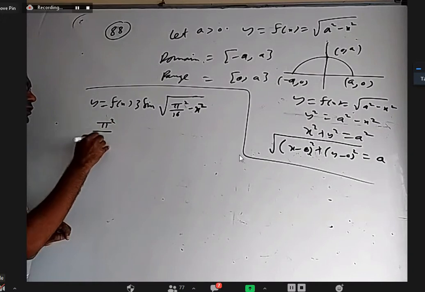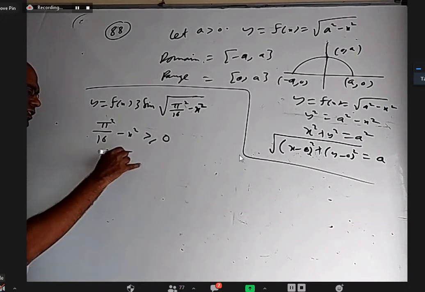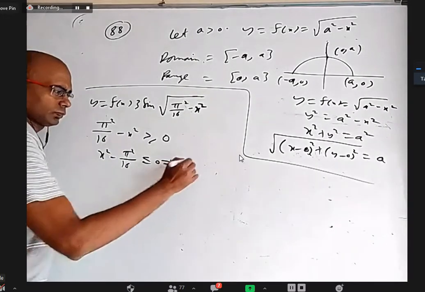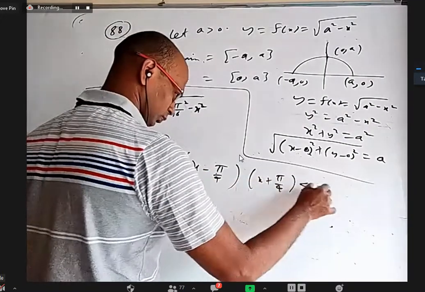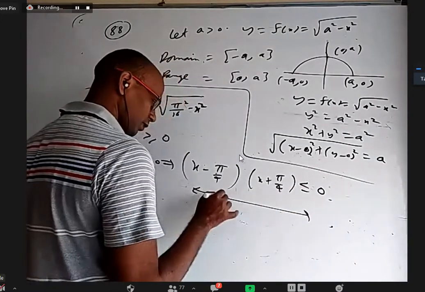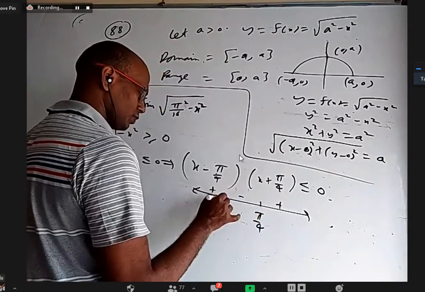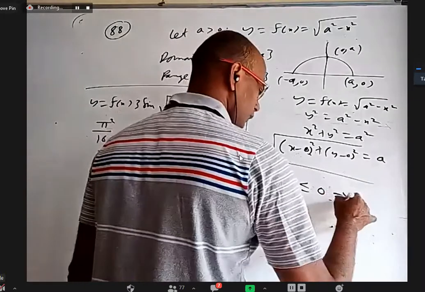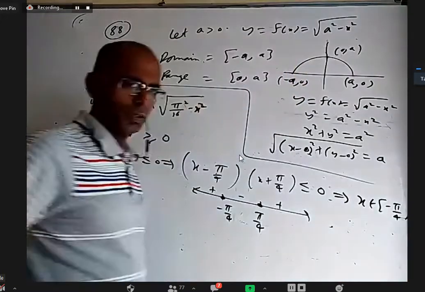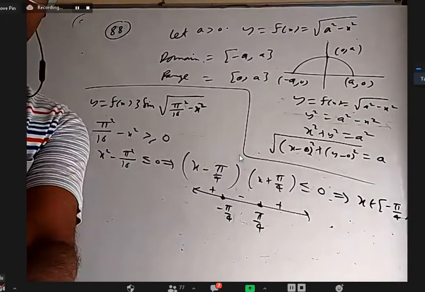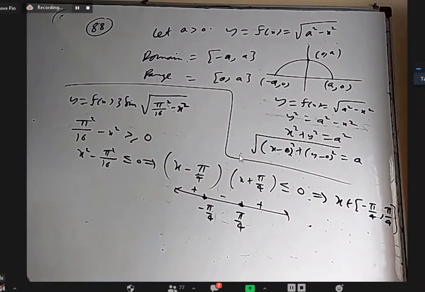First of all, domain: pi square by 16 minus x square should be greater than or equal to 0. So x square minus pi square by 16 less than or equal to 0. That is x minus pi by 4 into x plus pi by 4 less than or equal to 0. You can take the number line, minus pi by 4 to pi by 4, positive, negative, positive, this is included. So x belongs to the closed interval minus pi by 4 to pi by 4. Sorry, not visible. Yeah. So that is the domain.